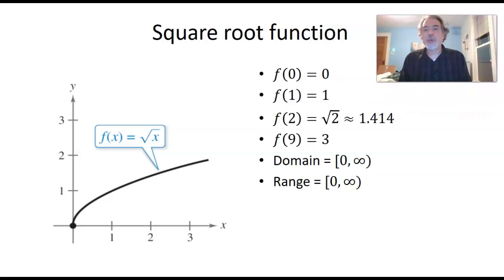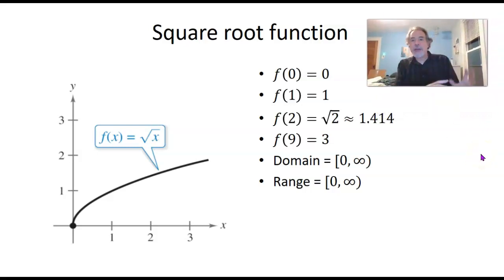What about the square root function? So you put in a number, and what you get out is the square root of that number, the number that you have to square, or multiply by itself, to end up with that number. So if you plug in 0, you get the square root of 0, which is 0. You plug in 1, you get the square root of 1, which is 1. You plug in 2, you get the square root of 2, which is approximately 1.414. If you plug in 9, you get the square root of 9, which is 3, and so on.